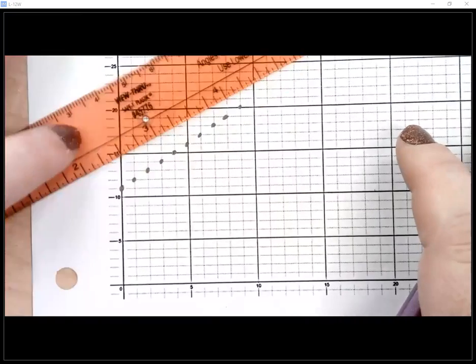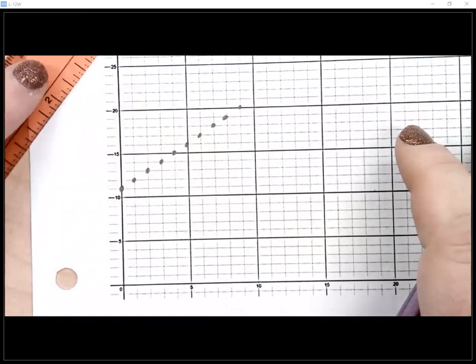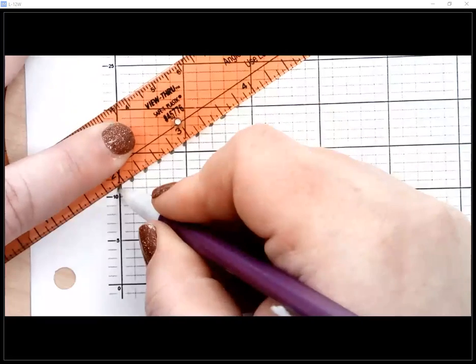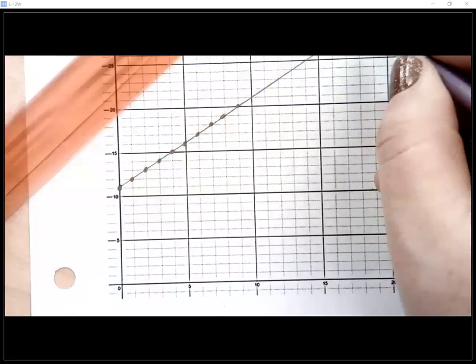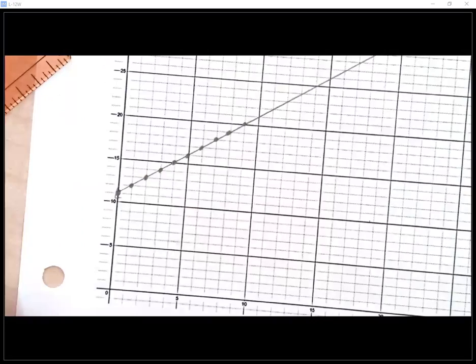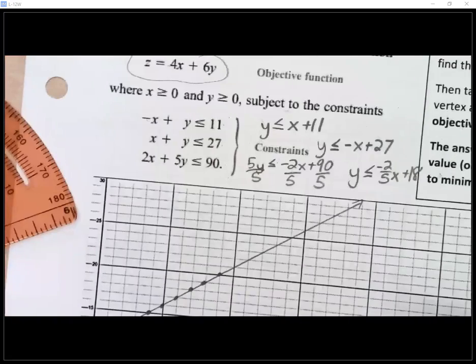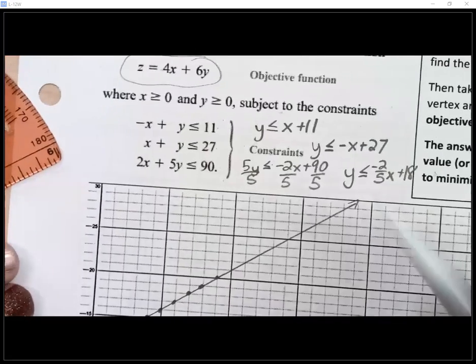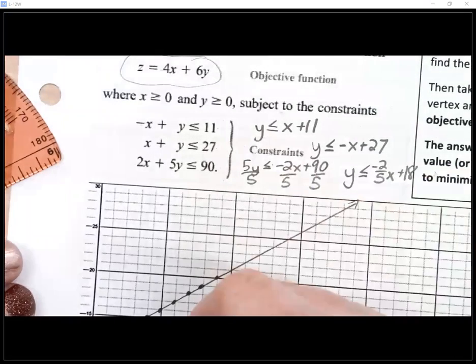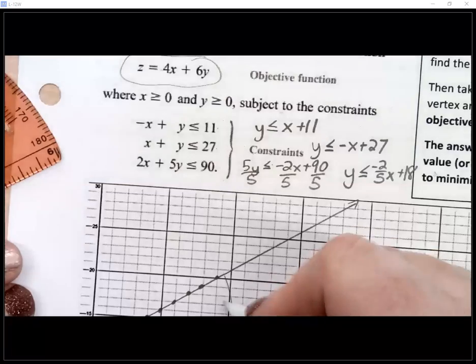Okay, these are all going to be solid lines. Now, for this one, where are you shading? Above or below this line? Below. Y is less than. Where are the y's less than? Below. So again, I'm just going to draw myself little reminder arrows that are not actually part of the graph.